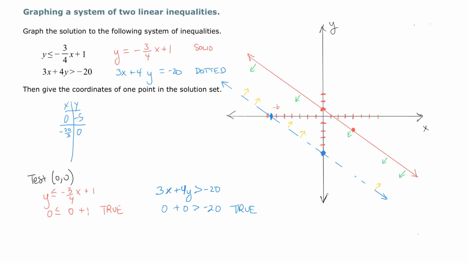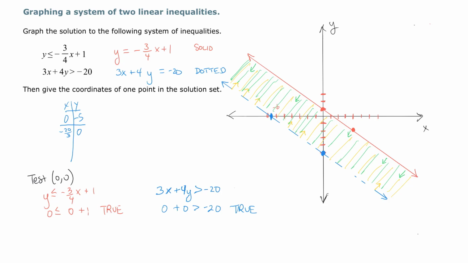Look at that. Looks like we're done. Looks like we got what we wanted. We're going to have lines going this way for the shading relative to the blue line. And then we're going to have lines going this way. And that's where they both collide. So that's what we're looking for. It's true for both of these inequalities in this region.